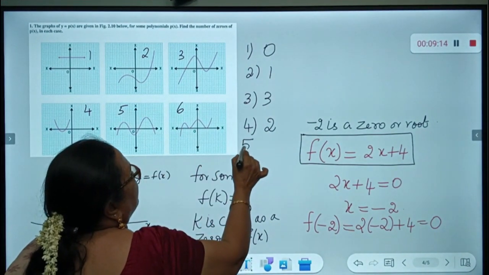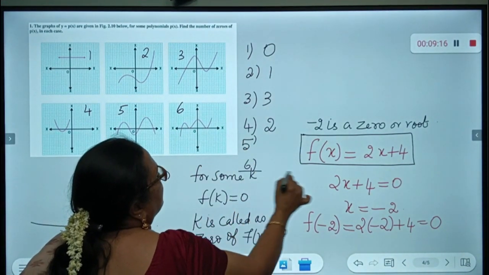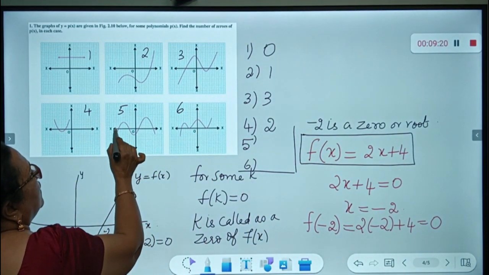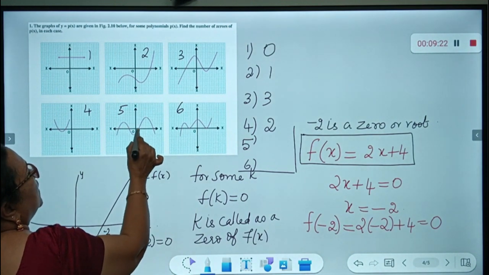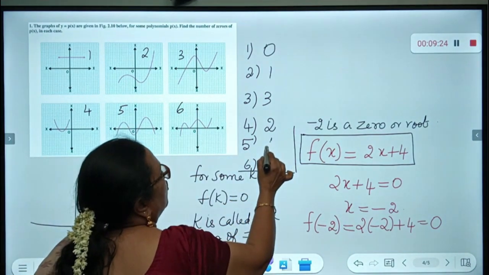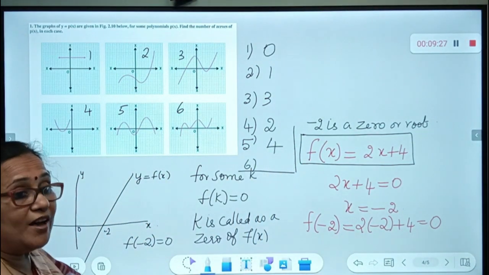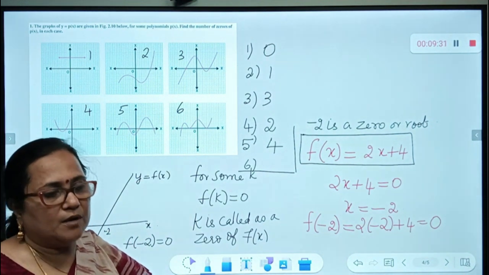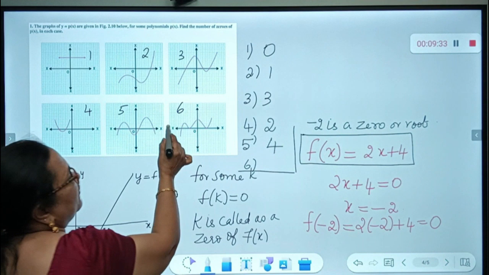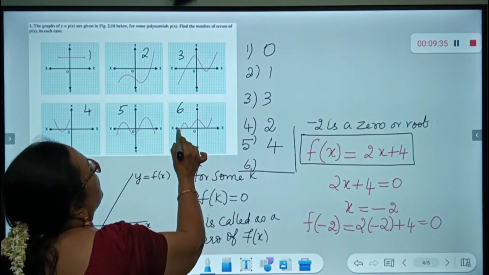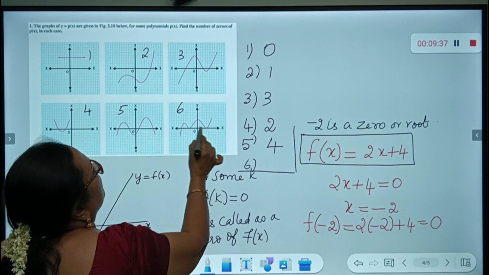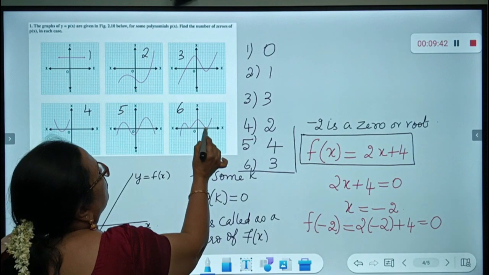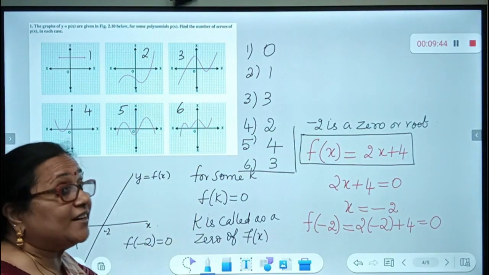Look at graph number 5. When you look at graph number 5, 1, 2, 3, 4. So it has 4 roots, because there are 4 values of x where y becomes 0, where the polynomial becomes 0. Look at graph number 6. So 1, 2, 3. You only have to see where it cuts the x-axis.